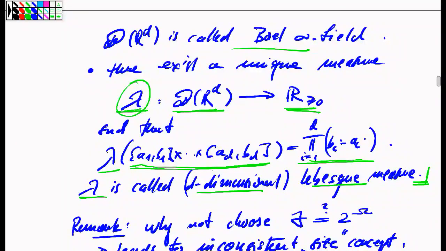In other words, if we restrict the concept of volume to the sigma field of Borel subsets, then there is a proper and consistent notion of volume for these Borel sets. And as a matter of fact, this is the unique way to extend the concept of volume to more complicated sets than just, say, rectangles on Euclidean space.